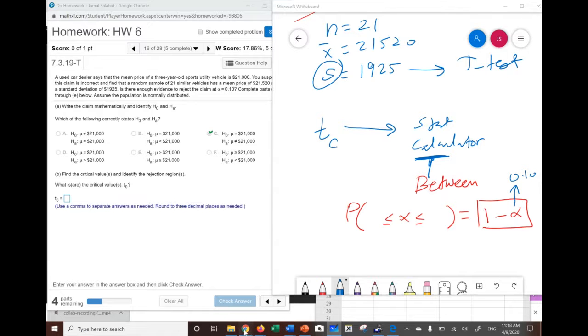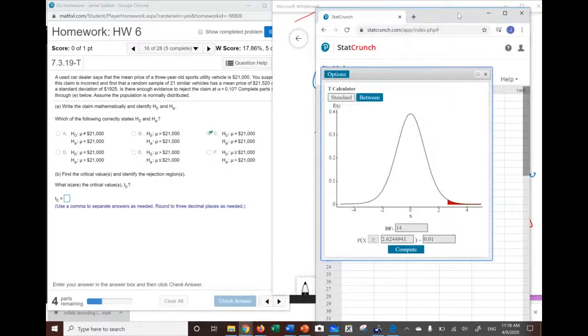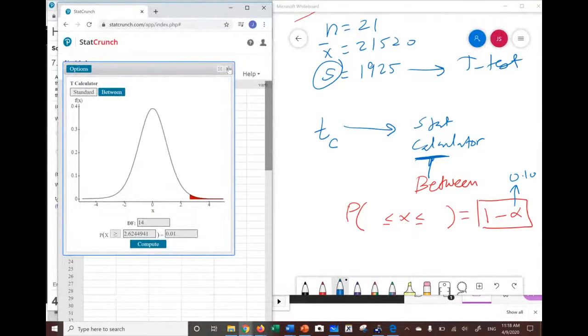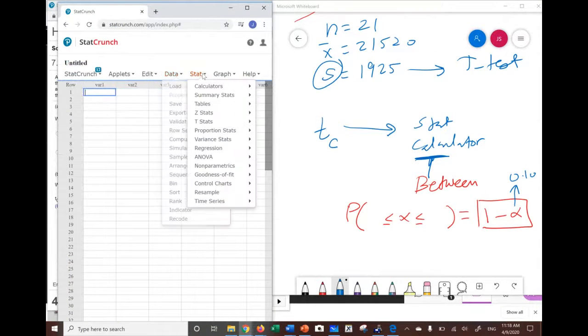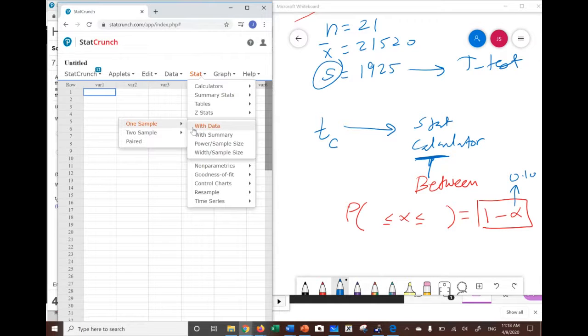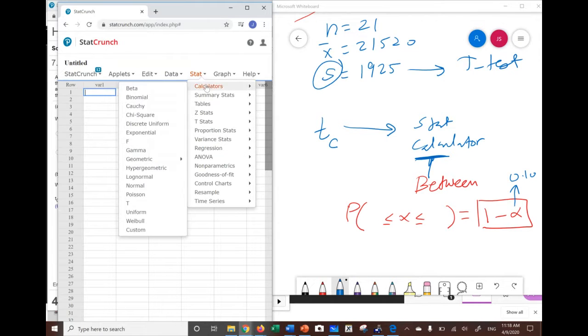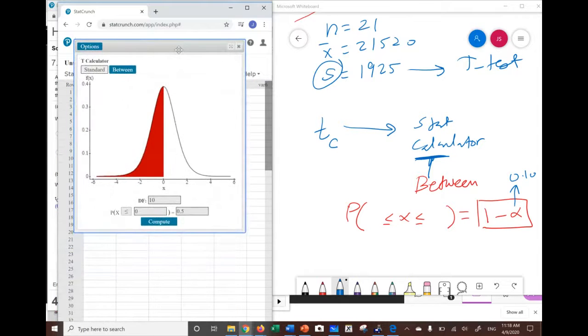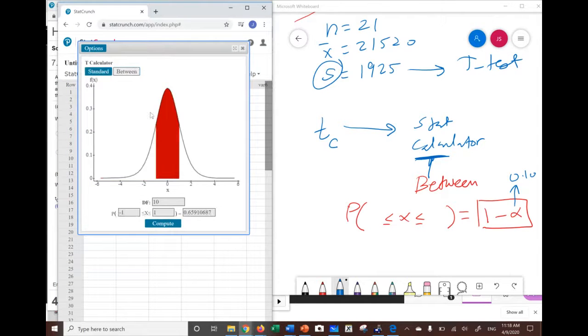So again, I'm going to pull up StatCrunch. I'm going to follow those steps that I put on the side. I'm going to go to Stat. And I forgot to put something else. I'm going to add it, which is degree of freedom, T-stat, one sample. I'm sorry, I'm going to go Stat, Calculators, and T. And we have to come in here, and we have to press the between. And I said I forgot something, and I have to put it in there, and that is degree of freedom. Degree of freedom is always n minus 1.